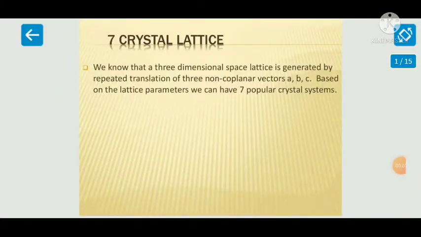Today we are discussing the seven crystal lattice. We know that the three-dimensional space lattice is generated by repeated translations of three non-coplanar vectors A, B, C based on the lattice parameters. We can have seven popular crystal systems.